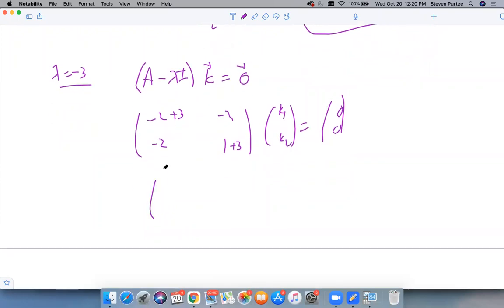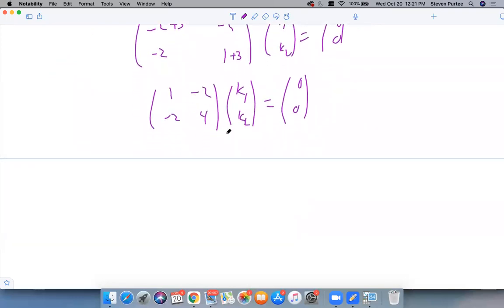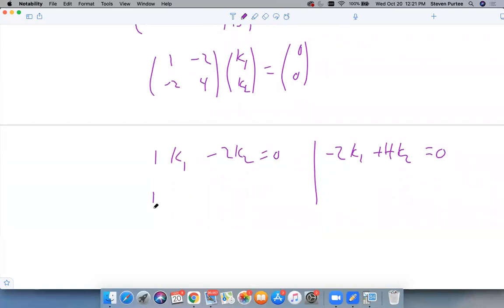So what do we get here? I think that's 1, negative 2, negative 2, 4 times the vector k1, k2 equals the vector 0, 0. So multiply across the top: 1k1 minus 2k2 equals 0. And I'll go ahead and write out the second one just so we can look at it. Negative 2k1 plus 4k2 equals 0. These should be the same equation. If I take this guy times negative 2, I get this one. Okay, so move this guy over.